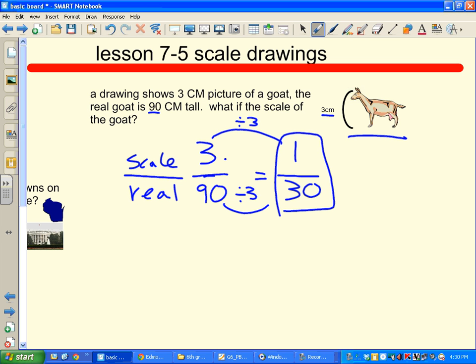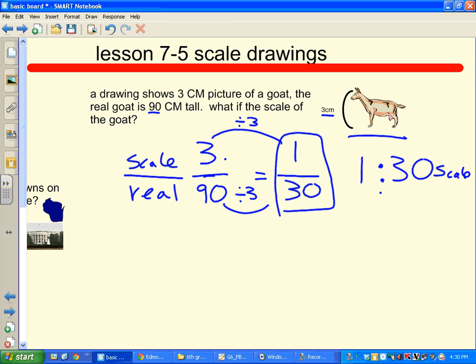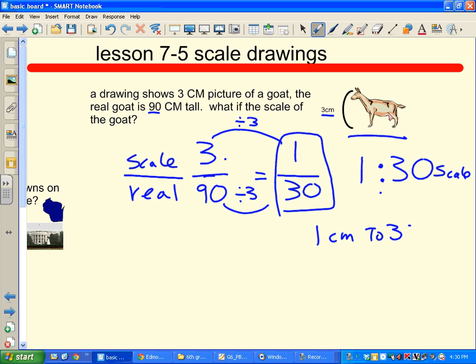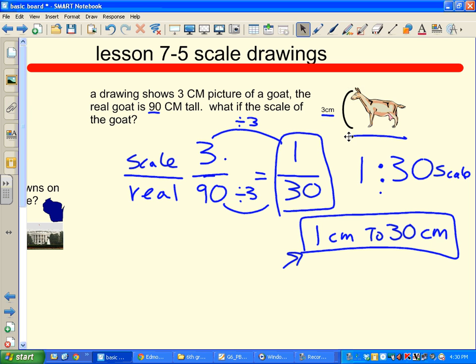So I could write this as a 1 to 30, and that's not a time sign, that's just a ratio sign. So a 1 to 30 scale drawing. Or I could write that as 1 centimeter to 30 centimeters. That is another way I could write this. They're both equally correct. This one just seems to explain a little bit more. Okay, we've got that out of the way.